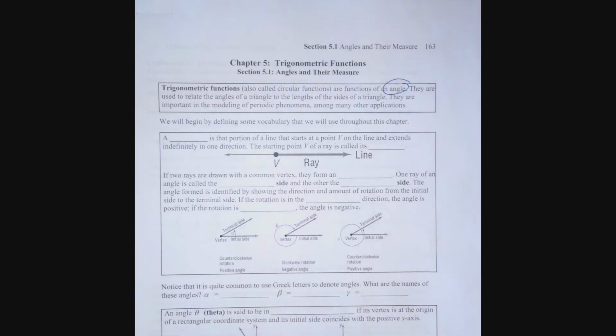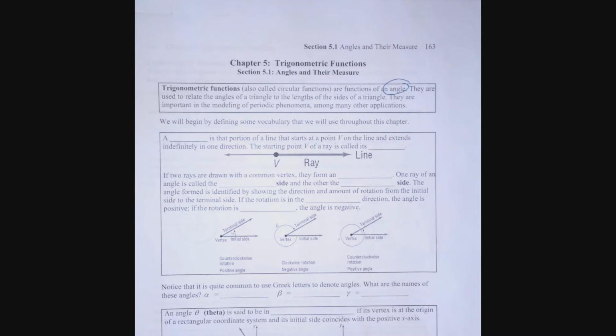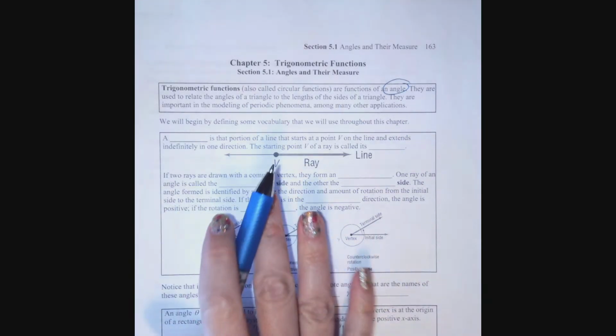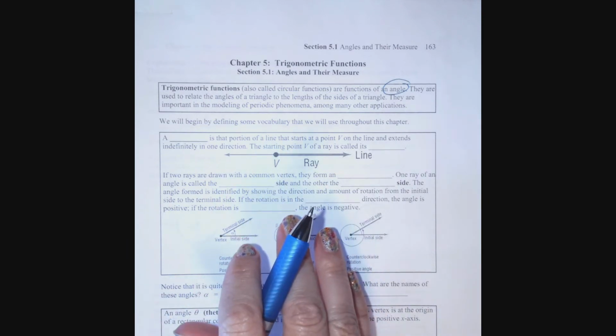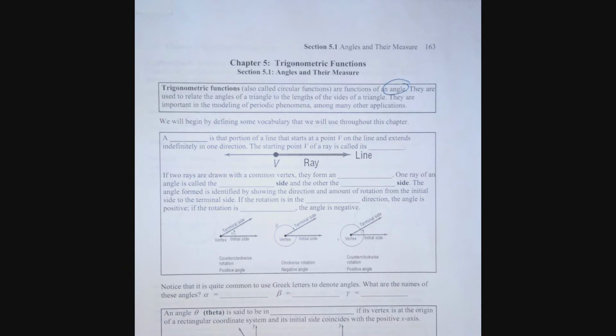All right, here we go in our very first section of PreCal. We're going to start in Chapter 5, Section 1 with a focus on trigonometry. And trig functions are focused on angles. We're going to talk about how we position our angles in the standard position. We're going to talk about right triangle trig and oblique triangle trig. But we're going to start with a lot of definitions in this very first section.